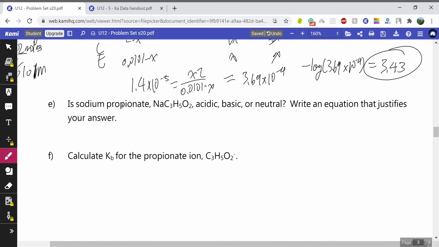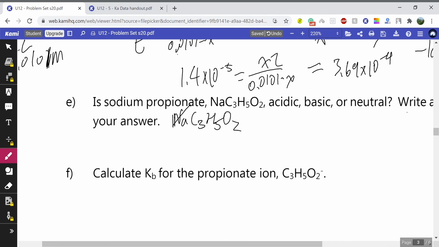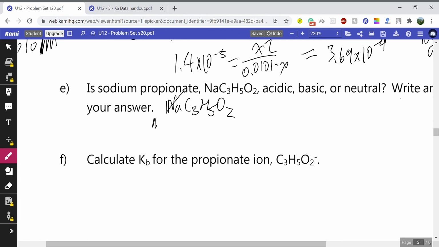For part E, we're asking if this is acidic, basic, or neutral. Alright, this is going to be easy. NaC3H5O2. Na does not have affinity for water, but let me just show you. NaOH is a strong base because it's group 1, which will make our Na+ a weak conjugate acid.